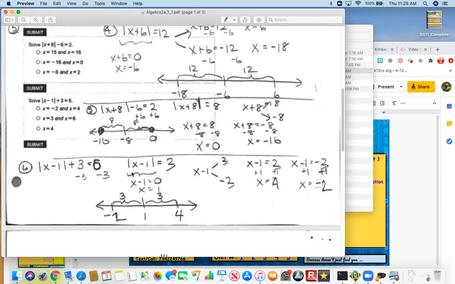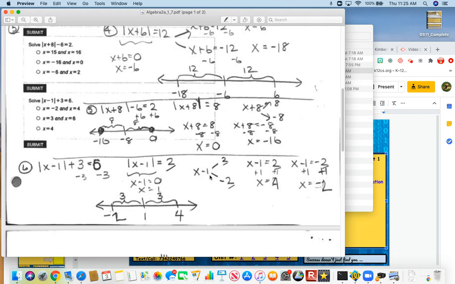Now, the next problem is similar. You have to get this constant term to the other side since it's being added to your absolute value term. So we subtract 3 from both sides. Here's the equation we're solving.